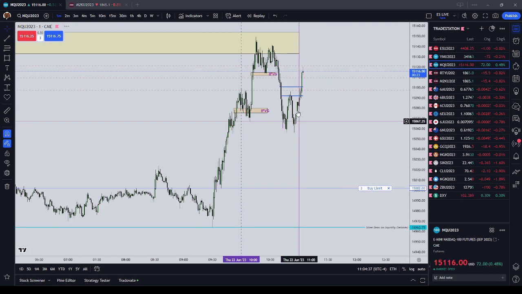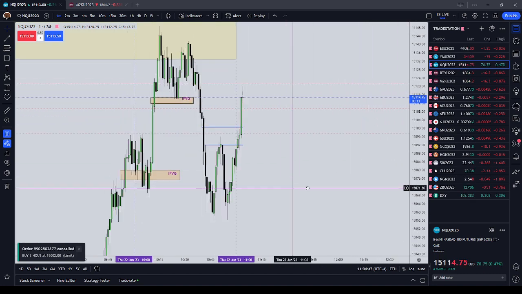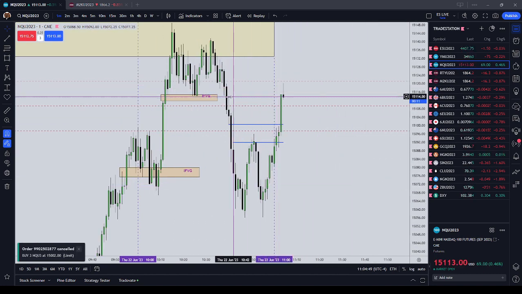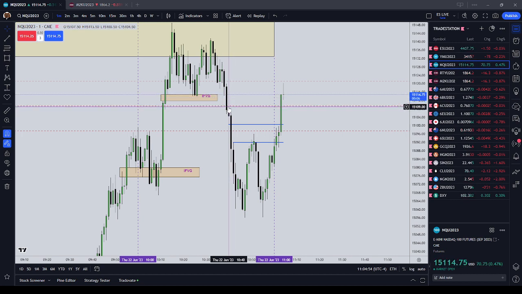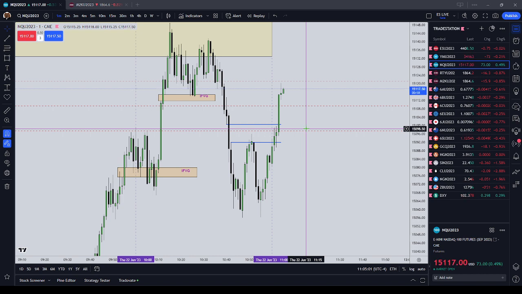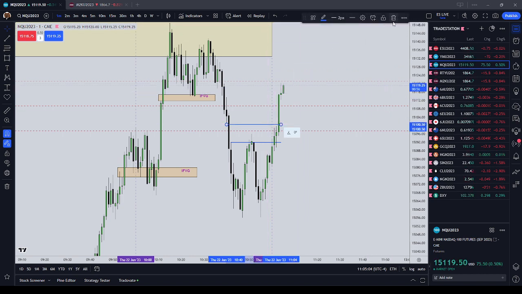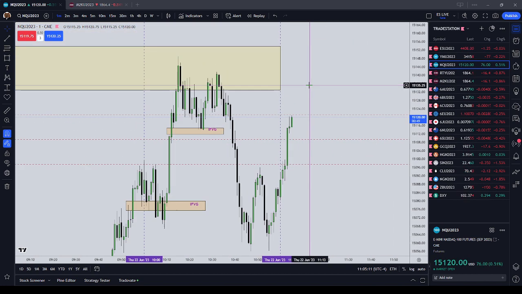I still think that our draw on liquidity is lower. But at this point, we've come up, and that low is at 114.75 and this high was at 113.5. So there was separation there that price now just redelivered. But I am flat now. Small loss on the day.